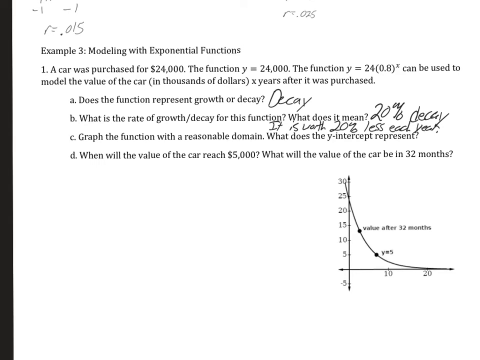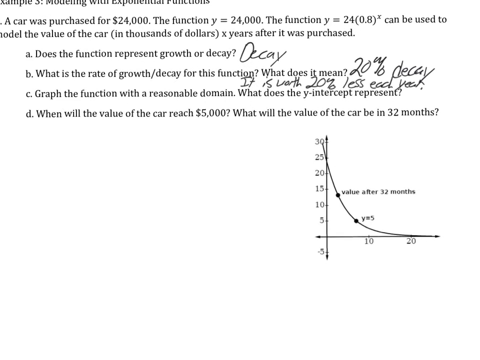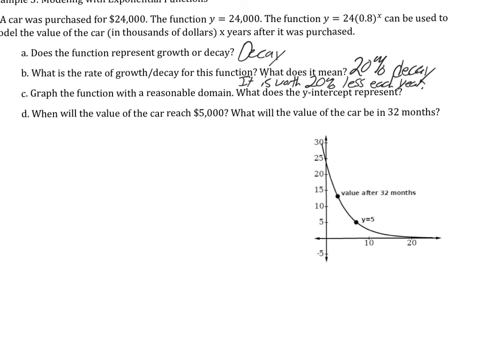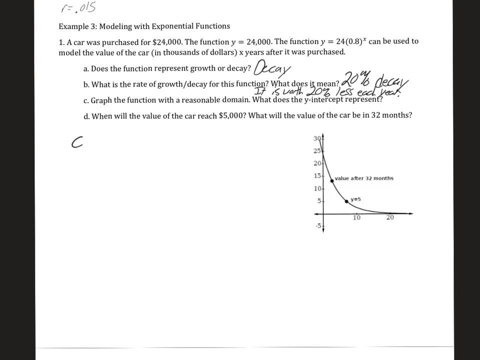Graph the function with a reasonable domain, and what is the y-intercept represent? So my y-intercept, I went ahead and gave you the graph of it just down below. The y-intercept, so here we can just answer this question down here, C. My y-intercept is the original price. So it's the original price. When there's no time that has passed, it is just what it is right then and there. Okay, last one, D.